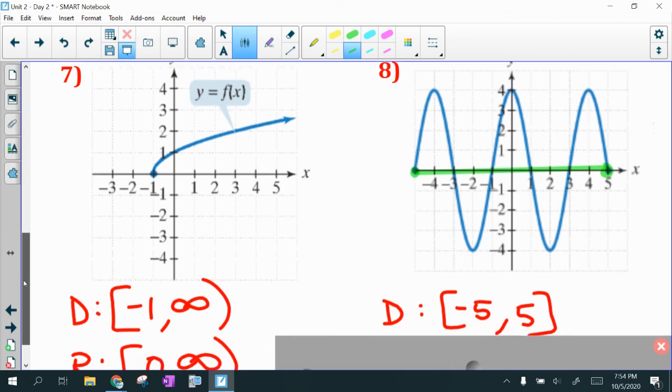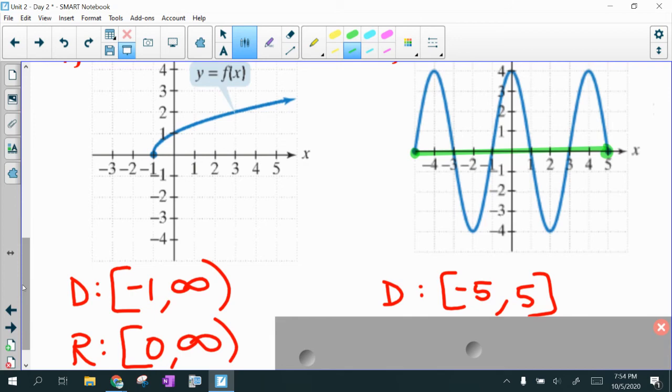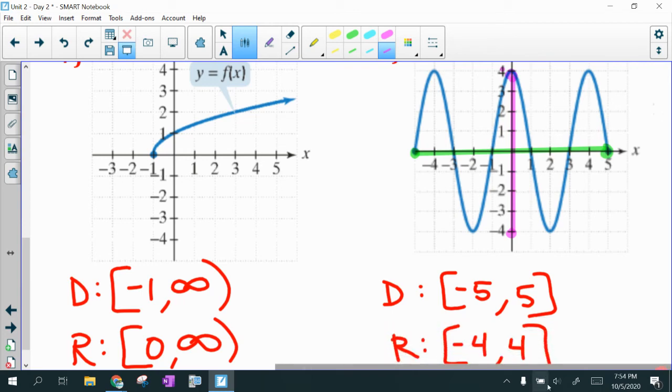But I'm also going to take a second and look at what my y-coordinates go from. Well, they're going from -4 to +4, from low to high. So I'm now going to say that I've got from -4 to +4 there. Okay, so hoping that that will cover what you need to see on those.